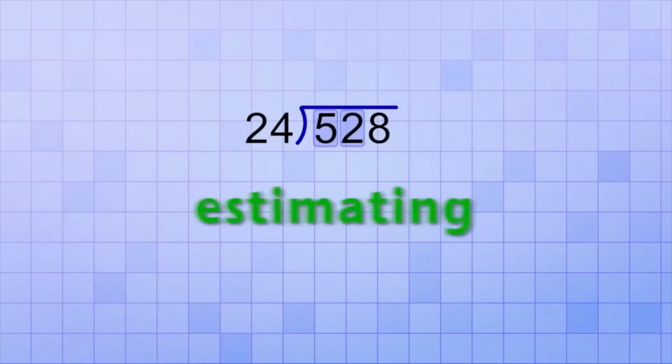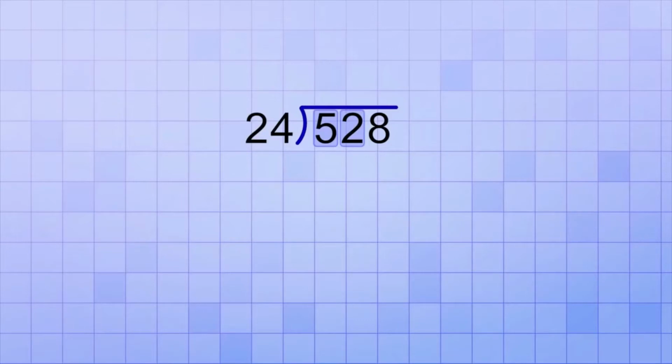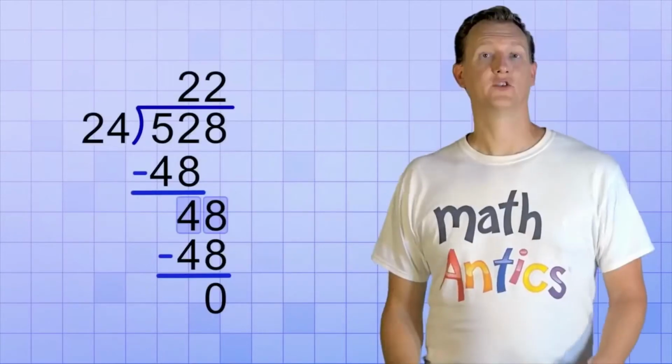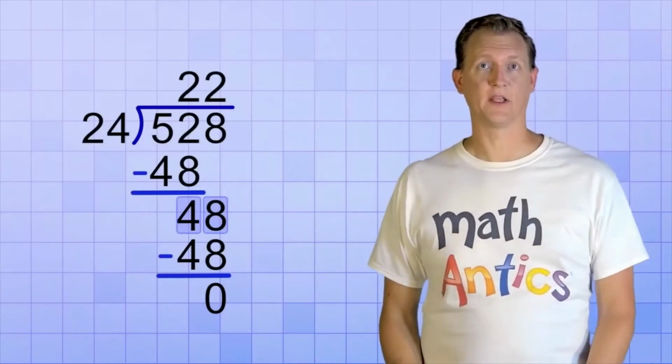Instead, we have to figure it out by estimating or good guessing. Because we know that 2 times 25 would be 50, 2 is a really good estimate for the first digit of our answer. 2 times 24 is 48, and then when we subtract 48 from 52, we get a remainder of 4. Okay, so far so good. We've already dealt with the first 2 digits of the dividend, so now we bring down the last digit to join the remainder and ask how many 24s will make 48. That's easy, it's 2 again, because we just saw that 2 times 24 is 48, so that will leave no remainder. So the answer to this first 2-digit divisor problem is 22.